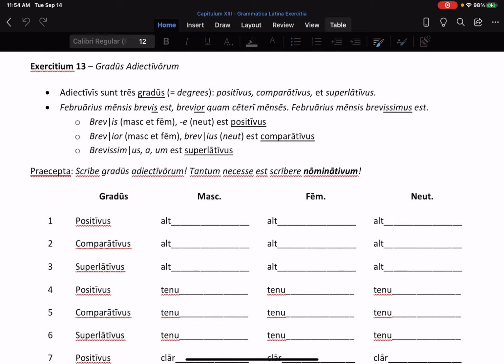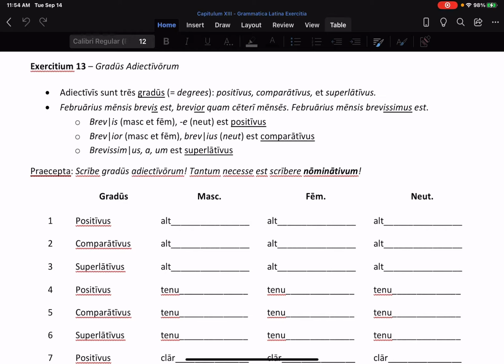So I'm going to be explaining briefly the homework. And first, I'd like to just talk a bit about what comparative adjectives are. You see here in the directions that there are three different degrees, or tres gradus, of adjective: the positivus, comparativus, et superlativus, or positive, comparative, and superlative. Just to make sure we know what these are, let's go over them quickly in English.